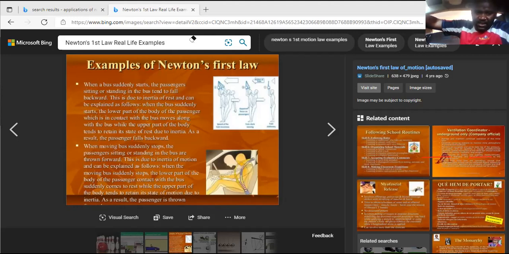When a bus suddenly stops, the passengers sitting or standing in the bus are thrown forward. This is due to inertia of motion and can be explained as follows. When a moving bus stops, the lower part of the body of the passenger that is in contact with the bus suddenly comes to rest, while the upper part of the body tends to remain in a state of motion.